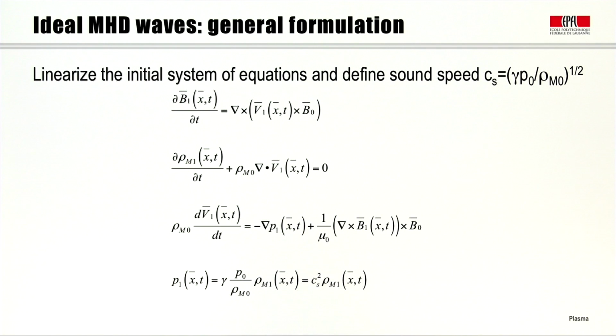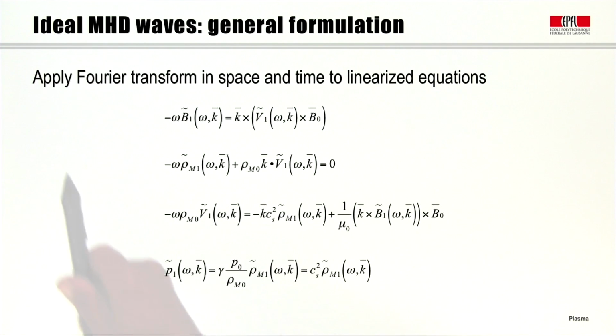This factor that appears in the last equation, gamma P0 over rho m0, is the sound speed squared, Cs squared. So the perturbed pressure P1 is equal to the sound speed squared, Cs squared, times the perturbed mass density rho m1. Now we can apply Fourier transform in space and time to the linearized equations.